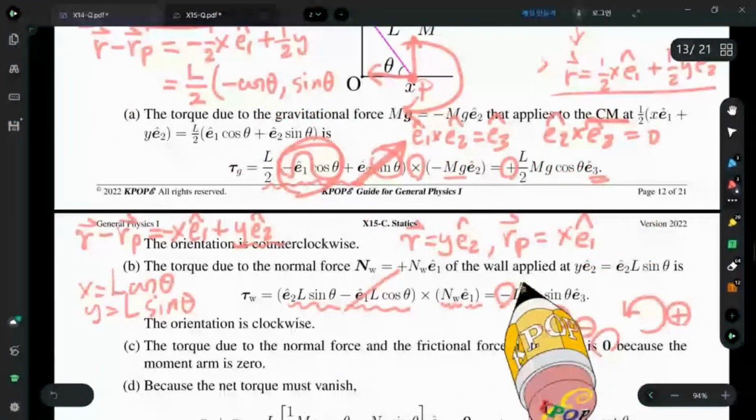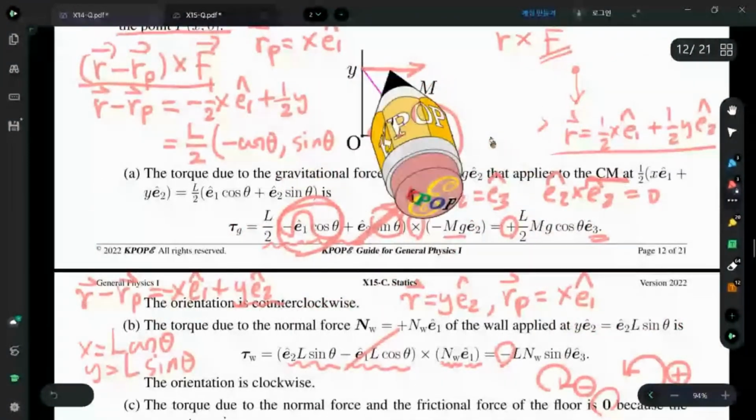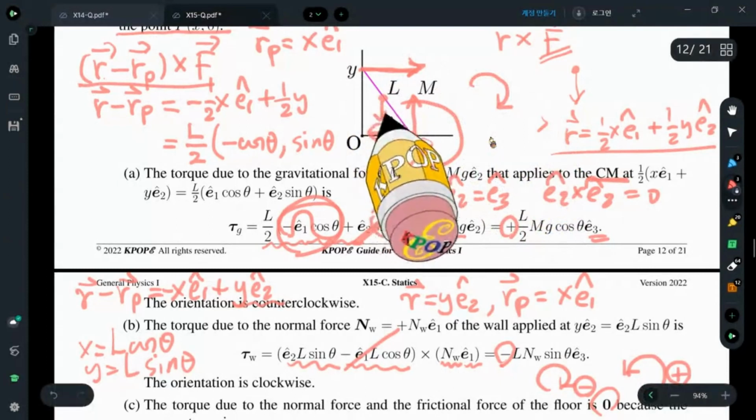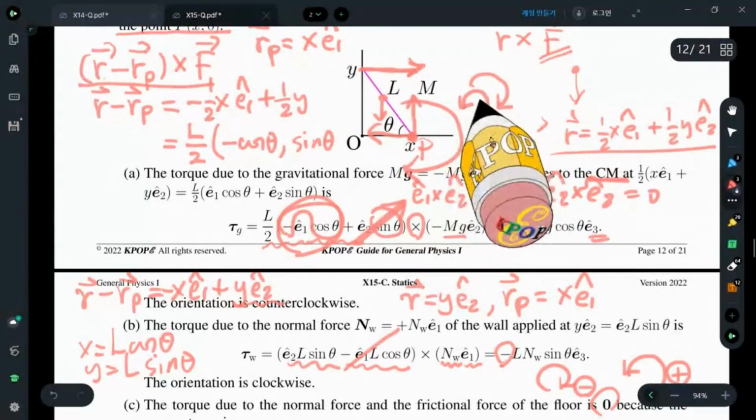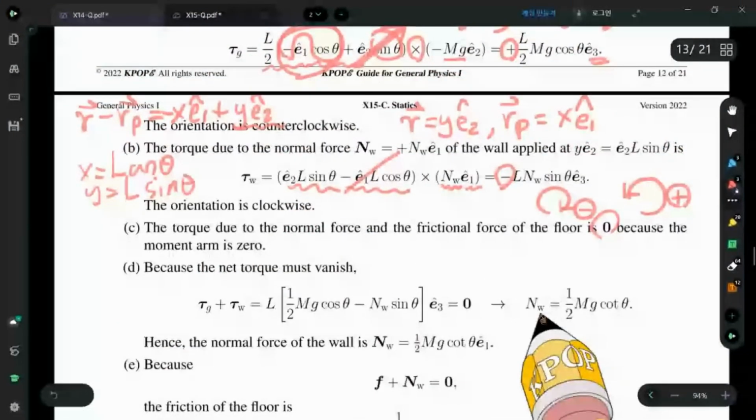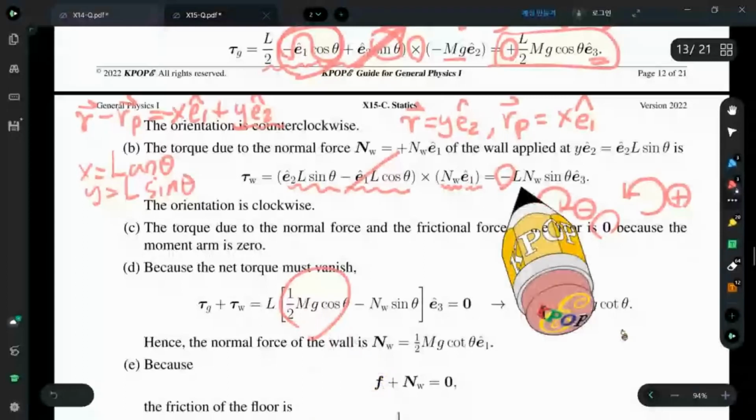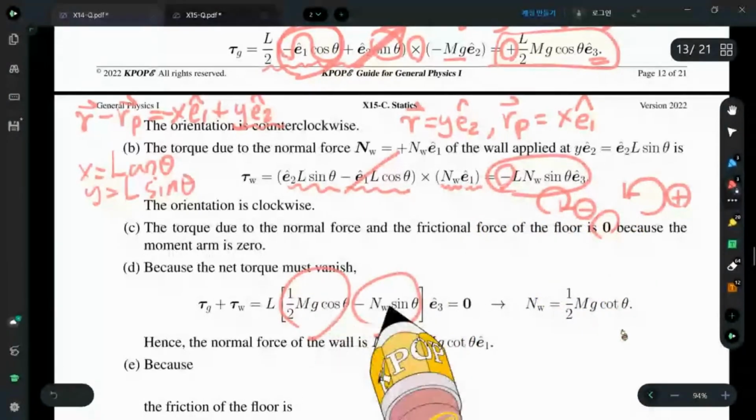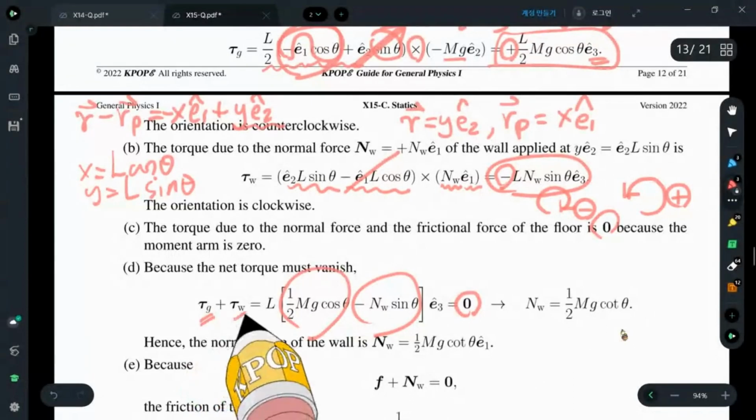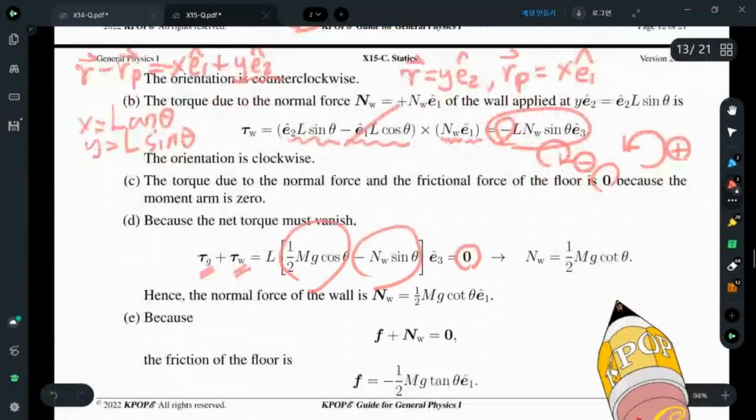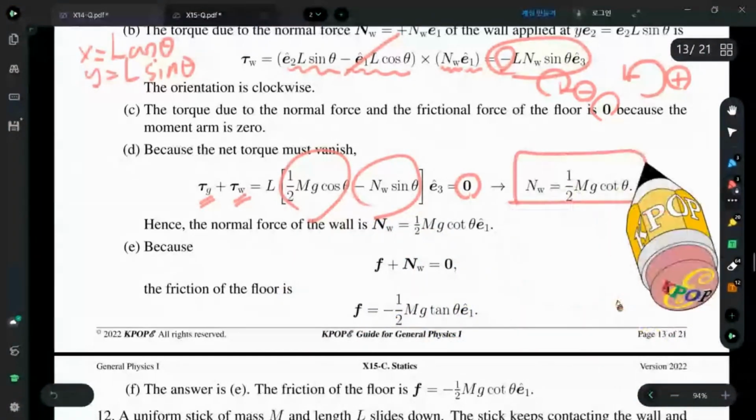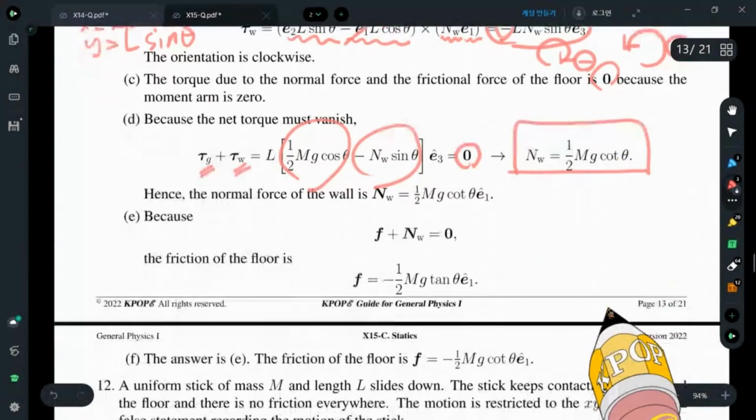And the remaining piece is, we have computed everything. This normal force contributes to the negative sense, and this torque contributes to the positive sense, and these two must cancel each other. So we copy this result in here and copy this result in here. We must find the exact cancellation of the two torques due to the gravitational force and due to the normal force from the wall. And immediately, what we find is that 1/2 mg cotangent theta is the normal force from the wall.